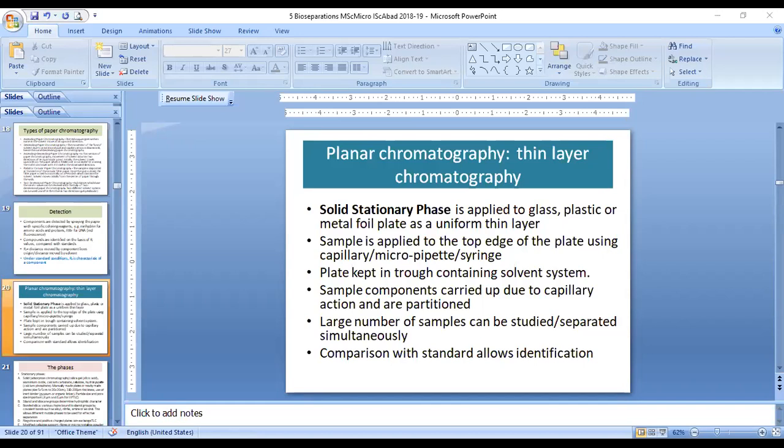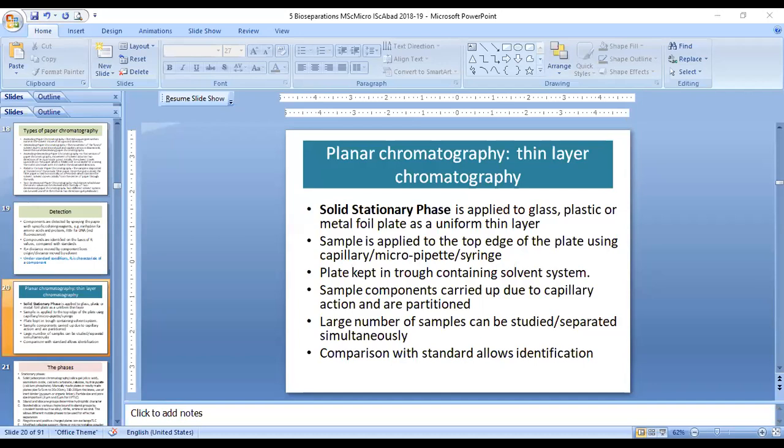Like we have seen in paper chromatography, the sample is applied in the form of a small spot. For that, we use a capillary tube or a micropipette or a syringe, and then we place it towards one edge of the plate. Then the entire plate is kept in the solvent system, and as we have seen earlier, the sample components will be carried by the mobile phase. The mobile phase again is a mixture of different solvents, and these solvents are going to carry the sample spot over the plate.